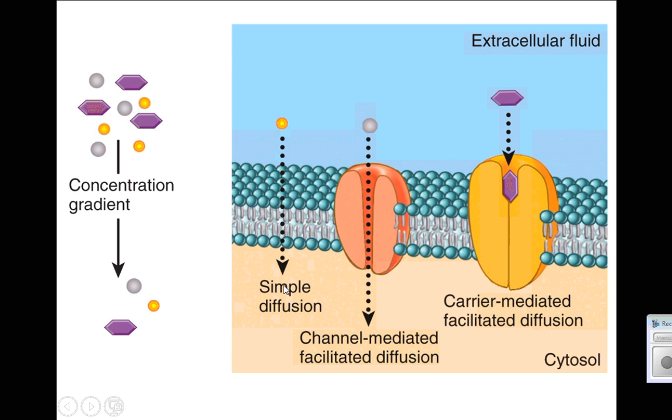Simple is real simple. No proteins needed. Channel, we're going from high to low through a channel. High to low for a carrier. This is glucose, by the way, moving through a carrier where the protein changes shape. Always, once again, going down their gradient, high to low.